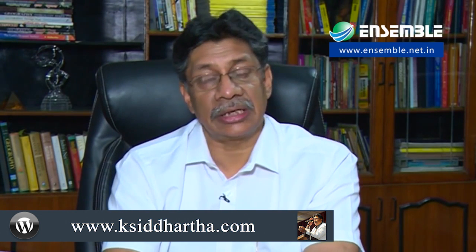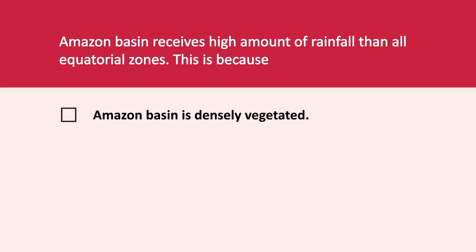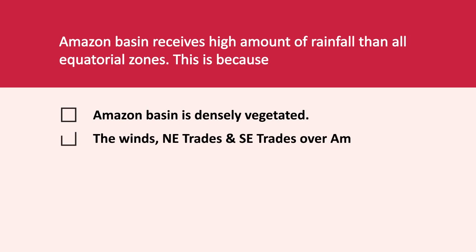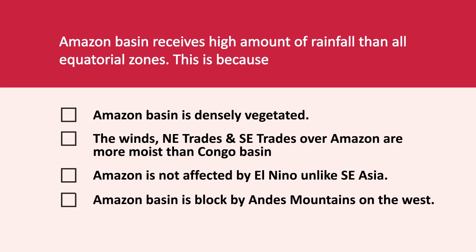Other typical questions that can be asked from physical geography can be: Amazon basin receives a higher amount of rainfall than all equatorial zones. This is because the choice can be, Amazon basin is densely vegetated. The second choice can be, the northeast trades and southeast trades over Amazon are much more moist than over the Congo basin. The third choice is, Amazon is not affected by El Nino unlike Southeast Asia. And the fourth, Amazon basin is blocked by Andes mountains on the west.